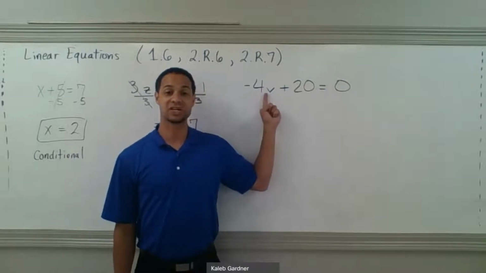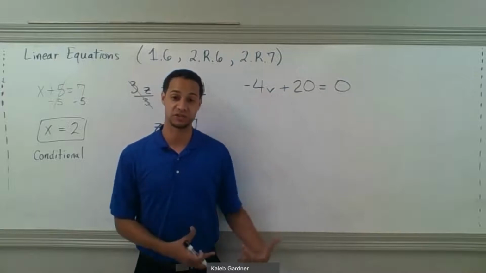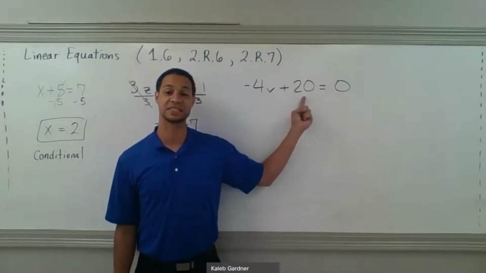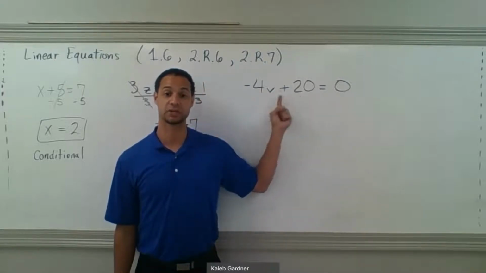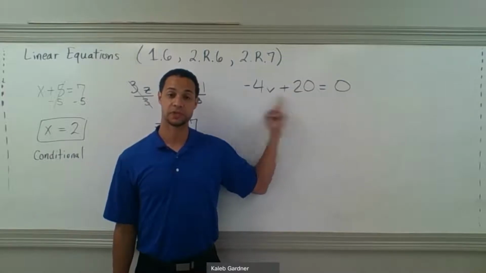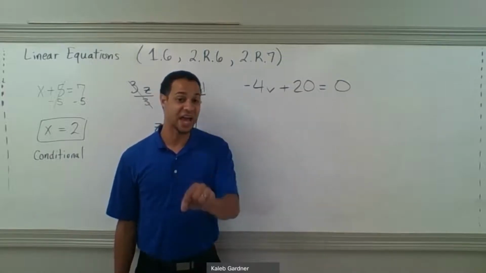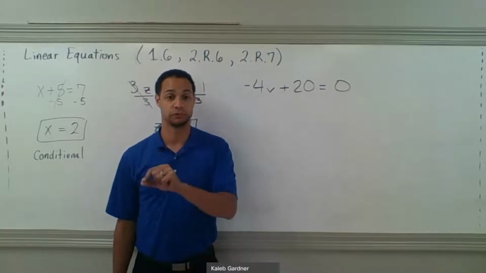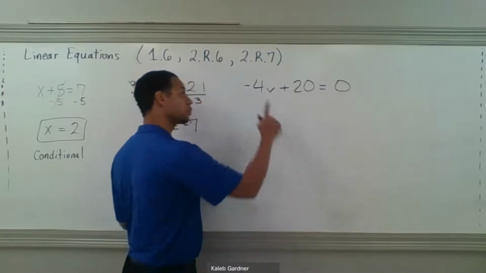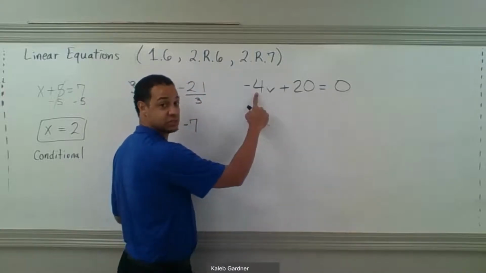The negative 4 is attached to v. It's multiplied, but it's attached to v, whereas 20 is detached from V because there's a plus sign between them. The thing that is attached is the last thing you move. So we will move -4 last.